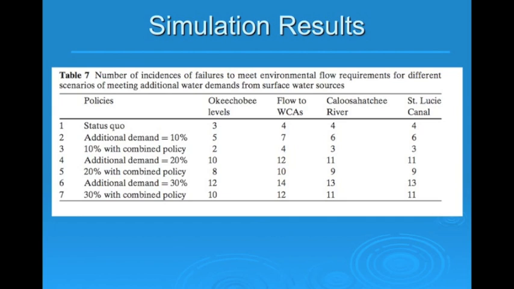So this gives a sense of how frequently, over the period of simulation, you would essentially violate or not be able to meet an environmental flow requirement. And those were, again, Lake Okeechobee, three months above 11 feet at least. The flows to the water conservation areas, to the Caloosahatchee River, and to the St. Lucie Canal, which were target flows on an annual basis. And the amounts were in one of the previous slides.